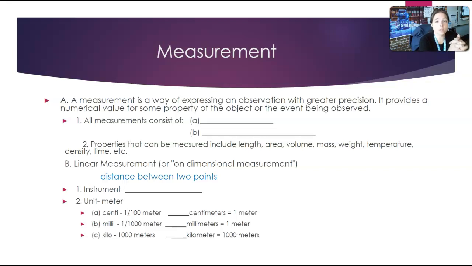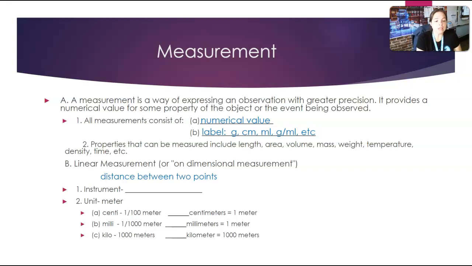All measurements consist of two things. The first thing is the numerical value. And the second thing, very, very important, is the unit, the label. Give it something to it, like grams, centimeters, milliliters, grams per milliliter, and all of that. It could even be how many desks you have. It has a unit to it. Properties that can be measured include length, area, volume, mass, weight, temperature, density, time, and more.